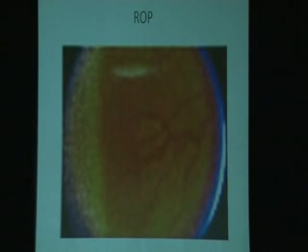Before 32 weeks, it is impossible to see the retina. First thing, the pupil never dilates. There is a tissue behind the pupil, which is called tunica vasculosa lentis. So you can't see the fundus before 32 weeks. And after 36 weeks, we don't expect an ROP.